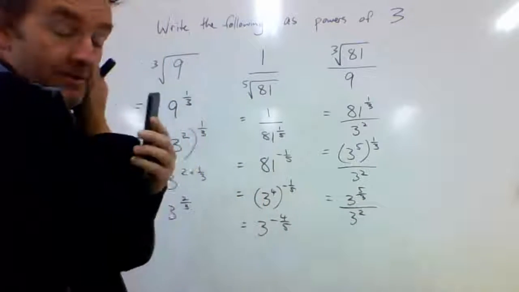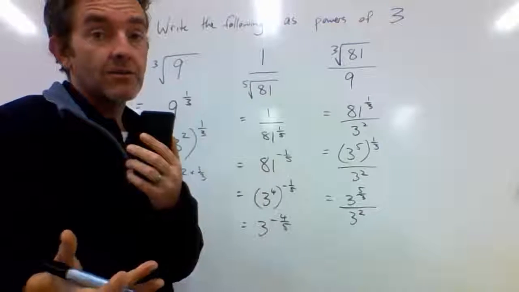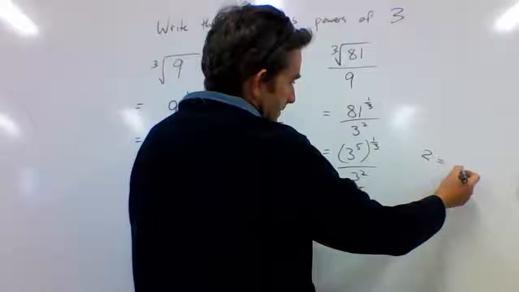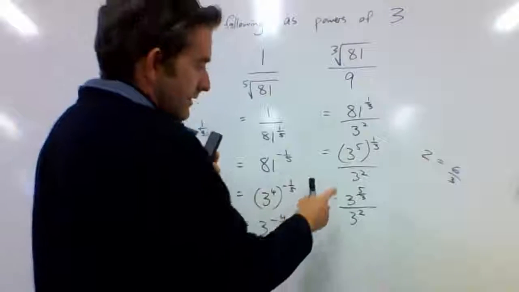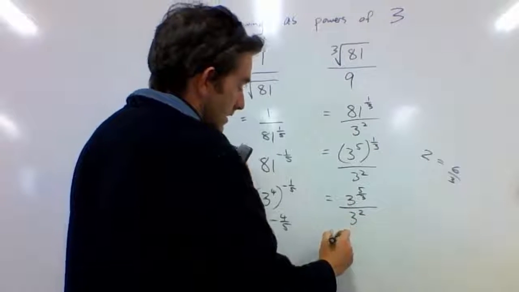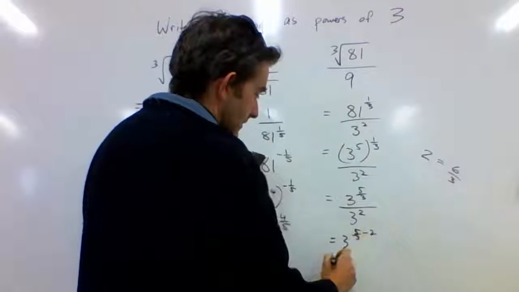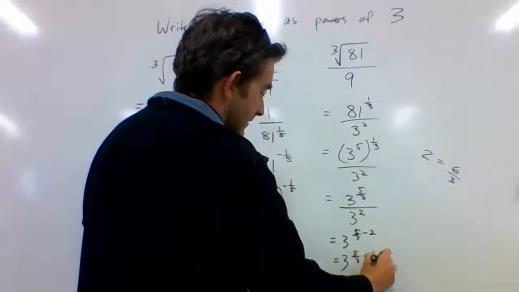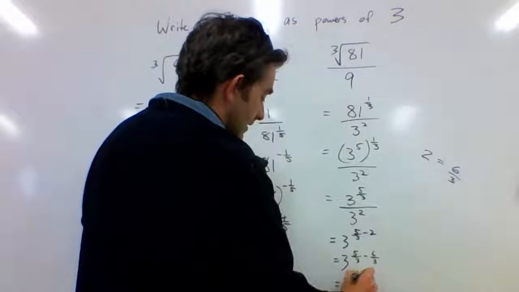Now some people aren't very good at subtracting fractions, but what I need to do here is write 2 as thirds so that I can subtract it. So you may realise that 2 is equal to 6/3. So if I've got 5/3 here on top and I've got 6/3 on the bottom, I need to subtract it. So I've got 3 to the power of 5/3, take 2, which is equal to 3 to the power of 5/3, take 6/3, so it's 3 to the power of negative 1/3.